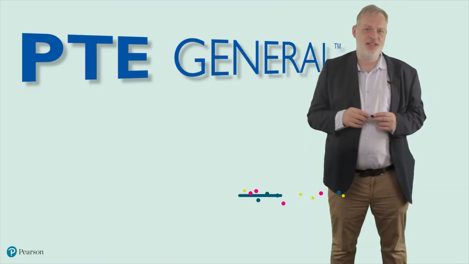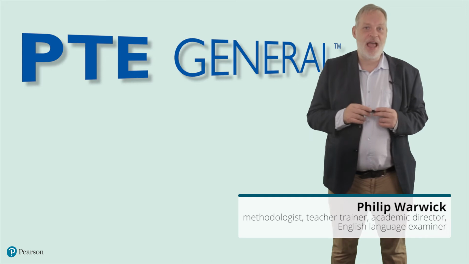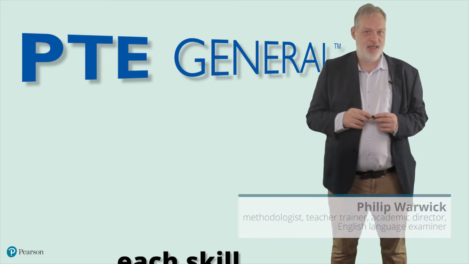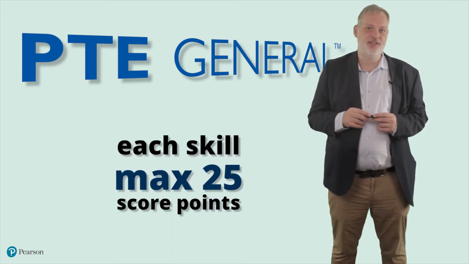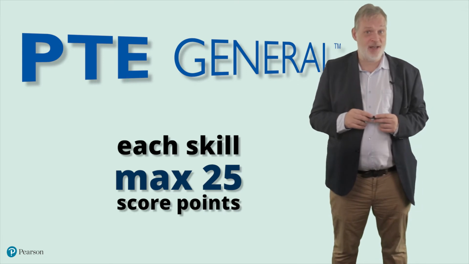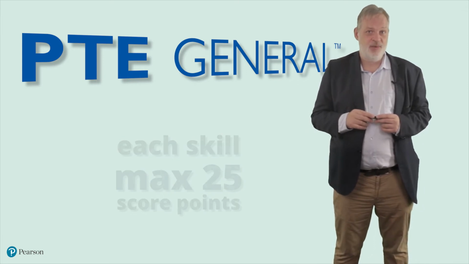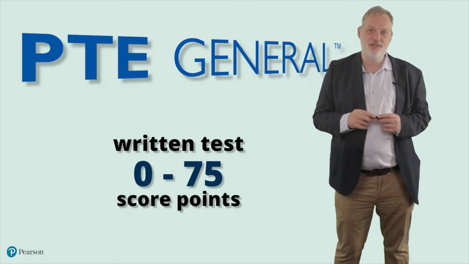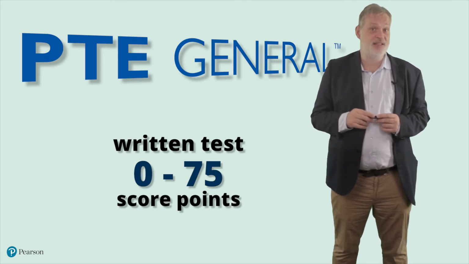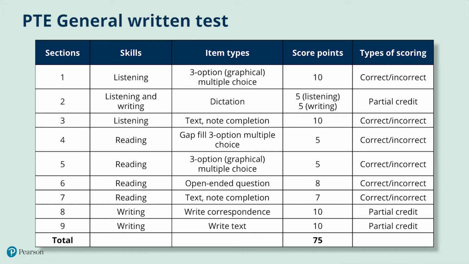When preparing students for an exam, it's very important to know how it's marked. In PTE General, each skill is scored out of a maximum of 25 score points. Because the written test consists of listening, reading and writing, the final result will range between 0 and 75 score points.